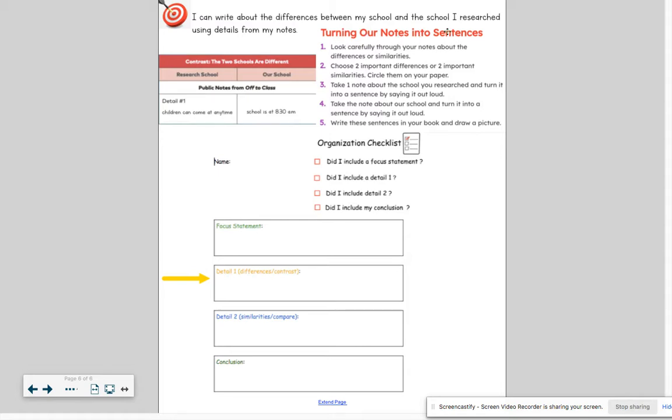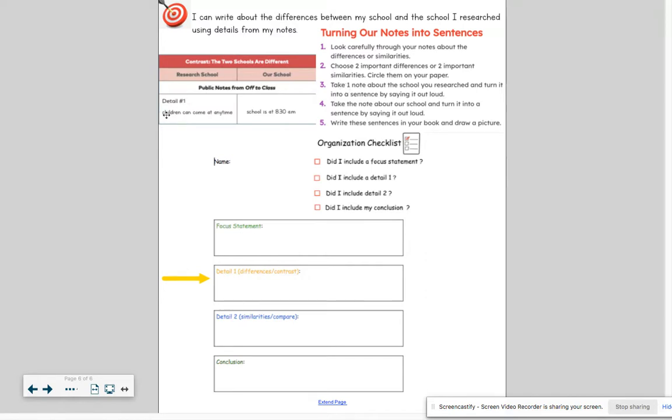So let's take a look at turning our notes into sentences. What's the first thing I have to do? Look carefully through your notes about the differences or similarities. Okay, I did that. I looked at my notes and I picked one. Choose two important differences. You are going to choose two important differences. I just put one here. Take one note about the school you researched and turn it into a sentence by saying it out loud. Okay, watch me as I do this.